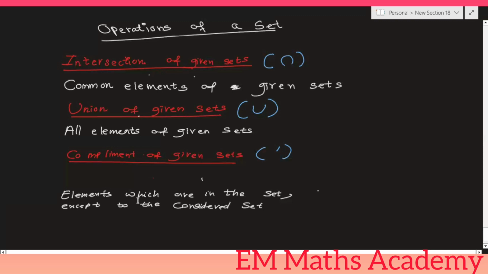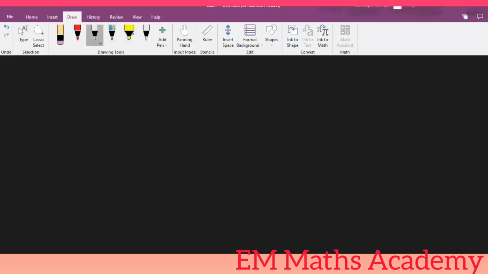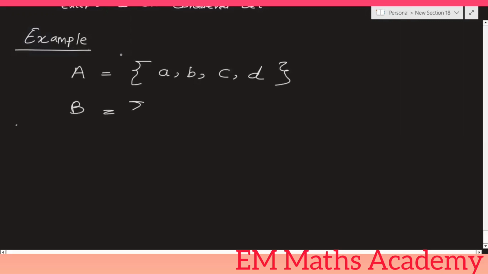Okay, shall we look at how we identify or detect the elements which are relevant to the particular operation? Here is an example. You are given a set A defined with the elements A, B, C, D. Set B has the elements C, D, E, F. These are two sets.